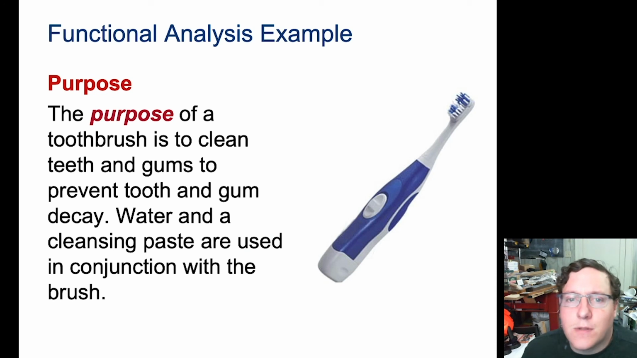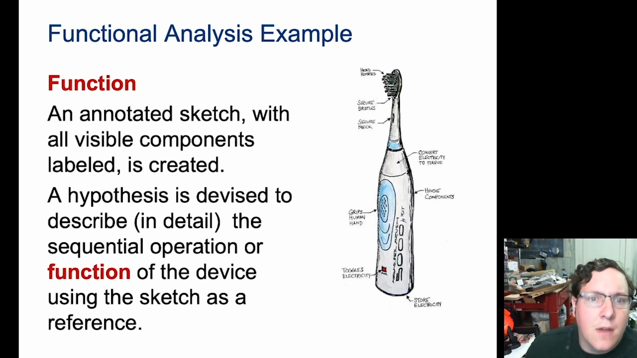So, what's the purpose of this? Well, we know that the purpose of a toothbrush is to clean our teeth and gums. It's there to prevent tooth and gum decay. But we know that we have to use some water and some sort of cleaning paste, whether it's baking soda or if it's an actual toothpaste. But used in conjunction with the brush, it's actually taking away the plaque and the other things that we want off of our teeth.